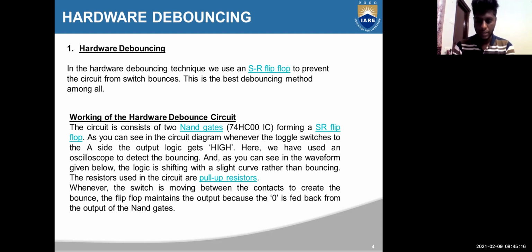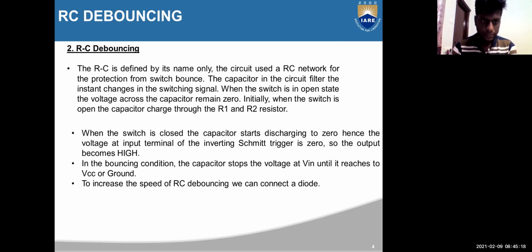Now let us discuss the second method. The second method is RC debouncing. The RC is defined by its name only. The circuit used in an RC network is for protection from switch bounce. RC means resistor and capacitor. The capacitor in the circuit filters instant changes in the switching signal.